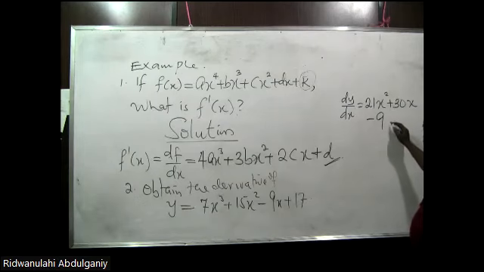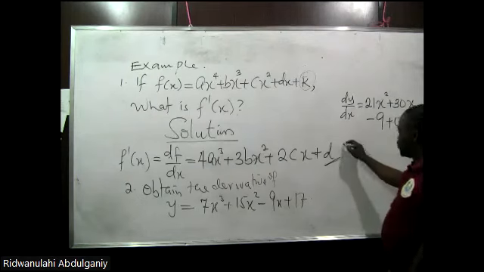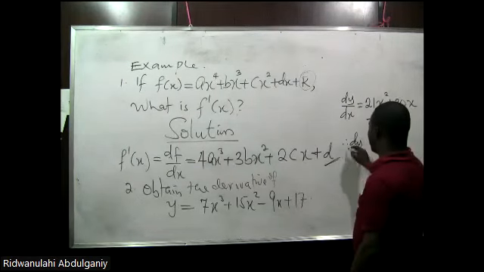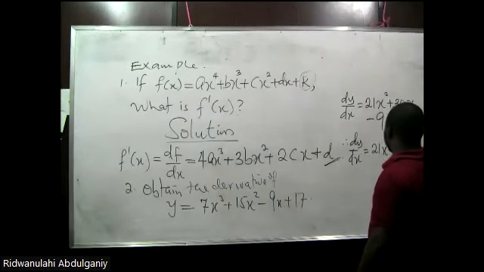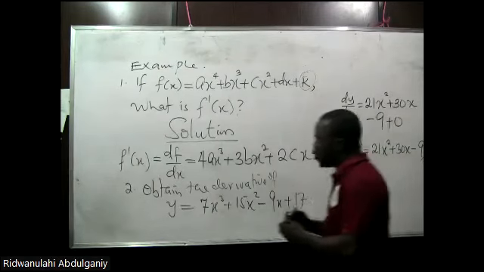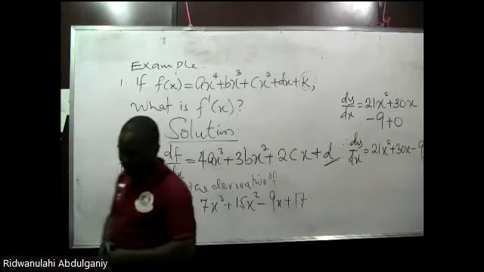Plus 0, sir. Plus 0. Thank you. So therefore, dy/dx is 21x squared plus 30x minus 9. So this is the sum rule.